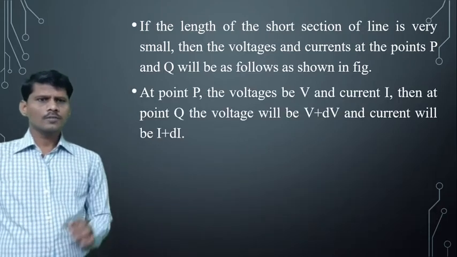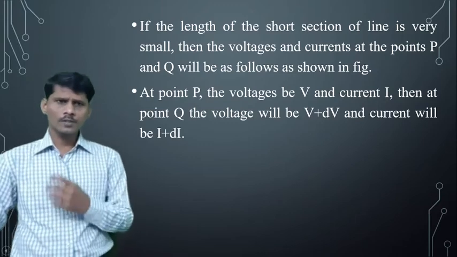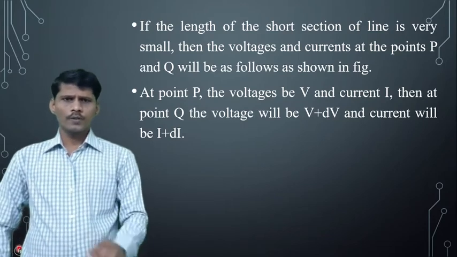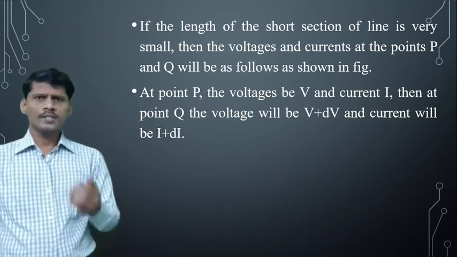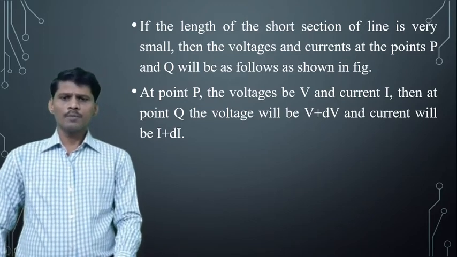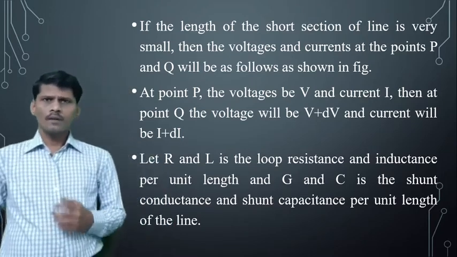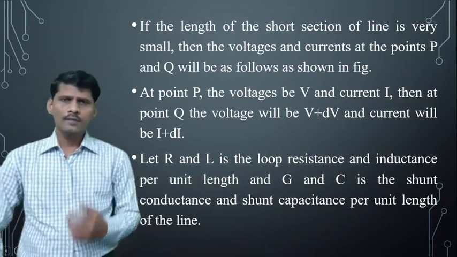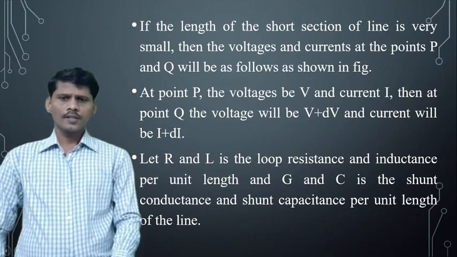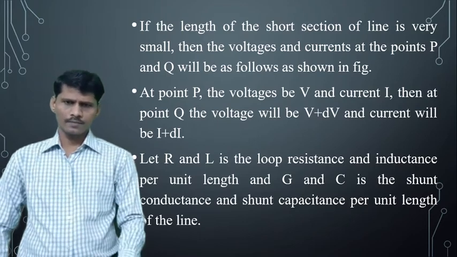If the length dx of the short section of the transmission line is very small, then the voltages and currents at points P and Q are as shown in the figure. At point P they are V and I, and at point Q they are V plus dV and I plus dI. Let R be the loop resistance per unit length, L the loop inductance per unit length, G the shunt conductance per unit length, and C the shunt capacitance per unit length.